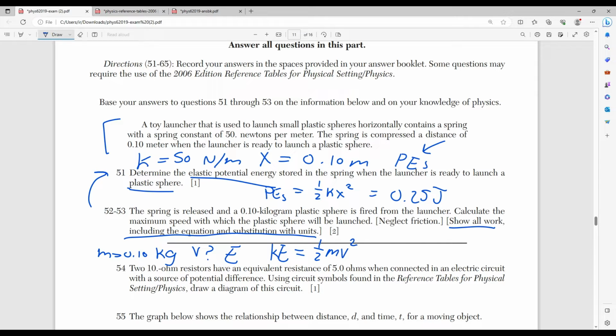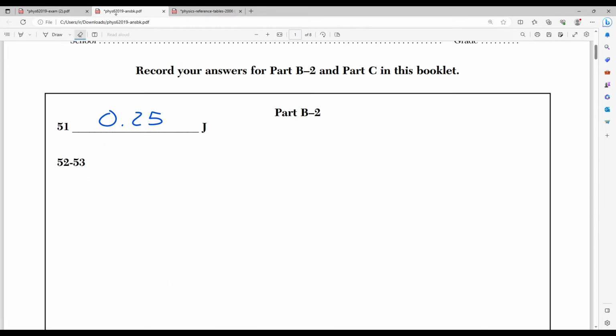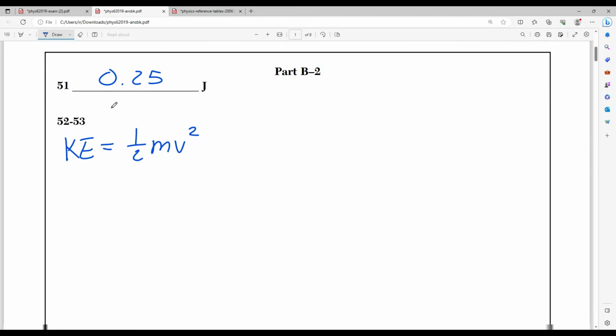Does this use everything that's given? Well, we're using our joules, or the energy of our system from our previous question, and then we're using our mass that's given to us and our velocity that we're trying to solve. So yes. On the real test, you're going to use this formula. It says show all work, including the equation and substitution with units. You're going to go here and write that formula down: KE is equal to 1/2 mv squared. That's your formula. Now, if you want to be extra safe, I'm pretty sure this is good practice, you can also rewrite your formula in terms of the unit that you're trying to solve for.